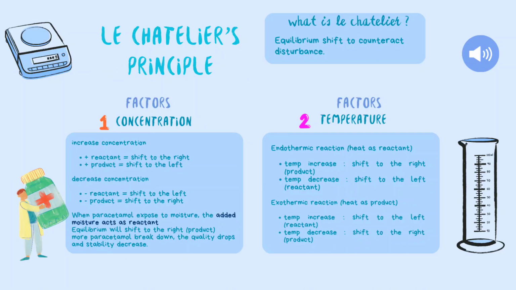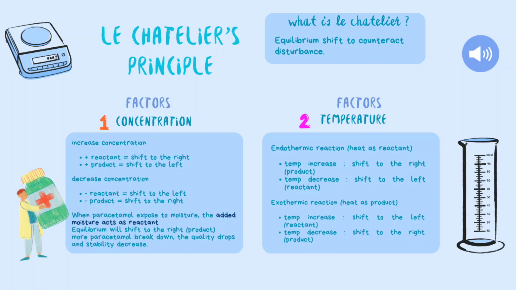Next, I will continue with Le Chatelier's principle. It means that when an equilibrium is disturbed, the system shifts to reduce that disturbance. For concentration, adding reactant shifts the direction to the right and adding product shifts it to the left. For example, when paracetamol absorbs moisture, the moisture acts as a reactant and causes more breakdown.